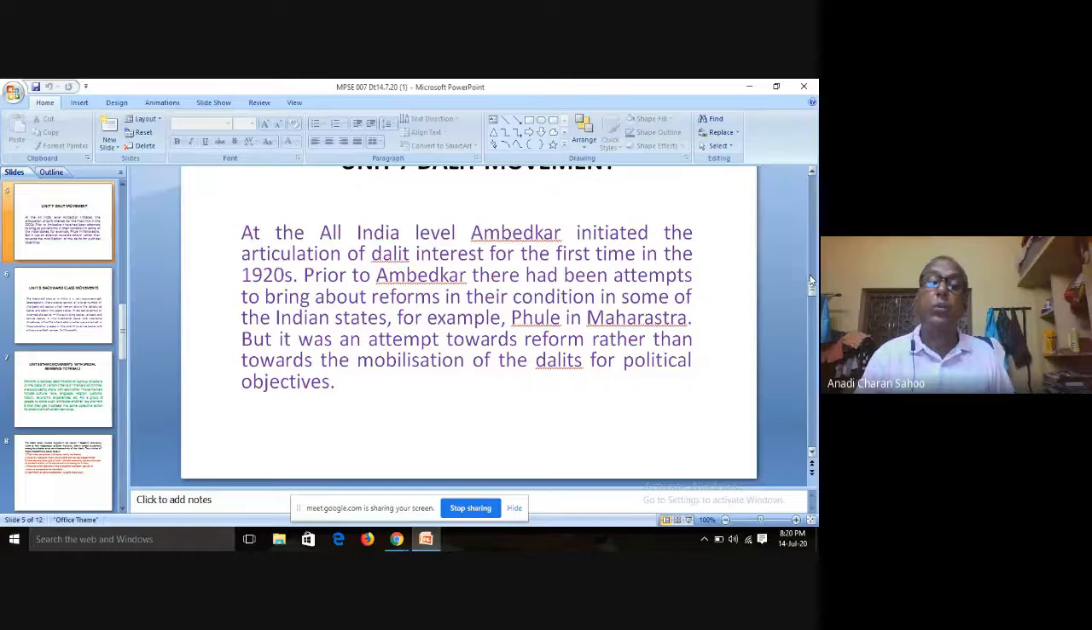Studies show that conditions of the Dalits in the country as a whole have not changed significantly over the years.